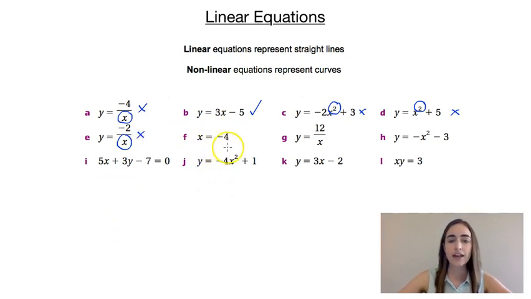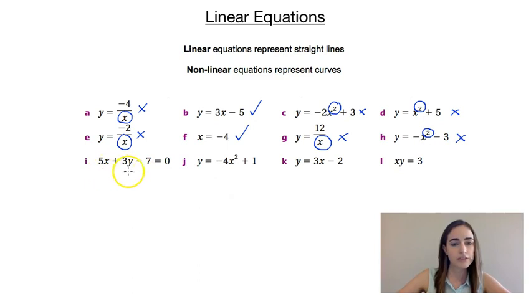This one here, we've got x equals minus 4. Now, this one doesn't have a y in it, but we have seen equations like this. That would be a vertical line that passes through the point x equals minus 4. So that one is a linear equation. This one, again, our x is in the denominator, so that's non-linear. This one has a squared on its x, so that's non-linear as well.